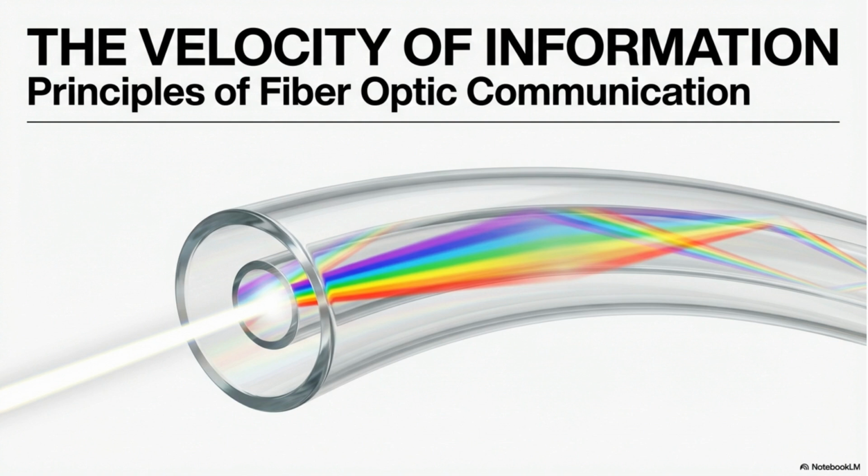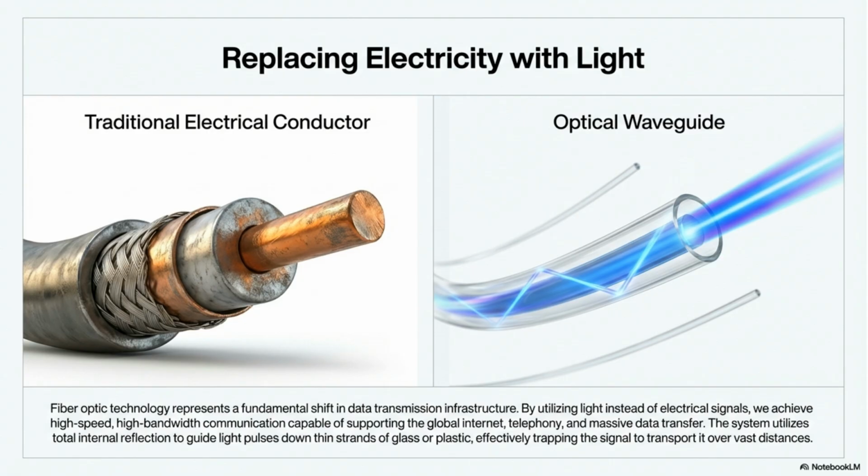Welcome to this video on the velocity of information and the principles of fiber optic communication. We'll explore why light is the preferred medium for high-speed data transfer. Fiber optic technology fundamentally shifts data transmission by replacing electrical signals with light. This system uses total internal reflection to guide light pulses through strands of glass or plastic over vast distances.